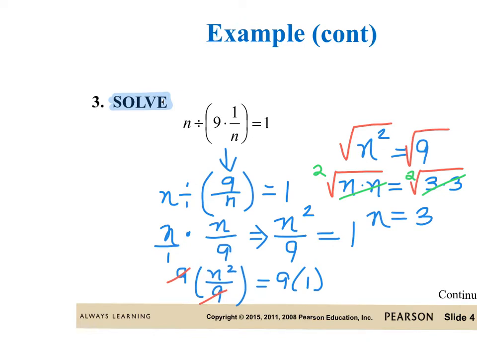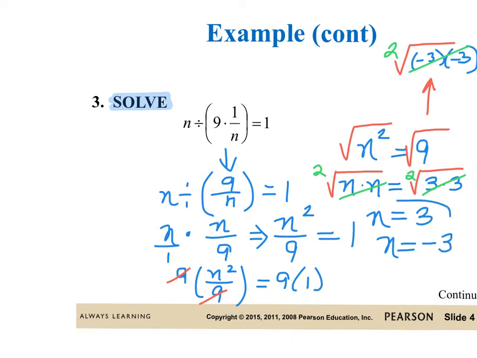Now, the other thing that we need to take into account is that the square root of 9 could also have been negative 3 times negative 3. And bringing those out, because it's an index of 2, would mean that n could also be negative 3. So we have two solutions.